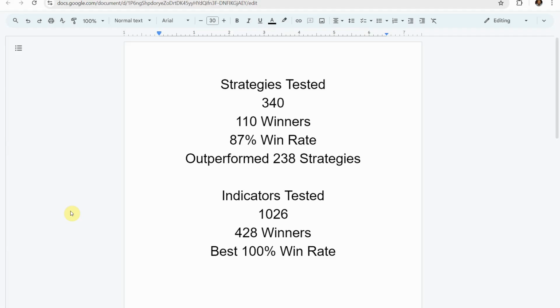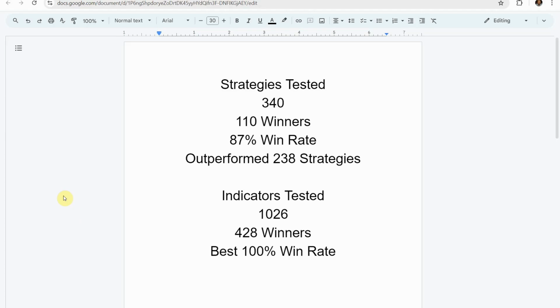Alright, as I said, today we will be testing a Forex day trading strategy. Before we do though, I wanted to put the testing scoreboard up for everyone to see. So to date, we have tested a total of 340 different strategies, with 110 of them being winners. The best one so far was able to achieve an 87% win rate. That was achieved using the Academy of Forex indicator. And so far, since we've been keeping track, it has outperformed 238 of the other strategies that we have put it up against, every single one so far.